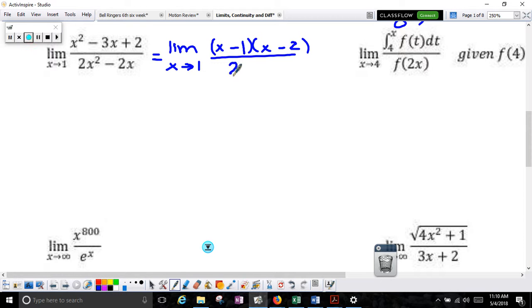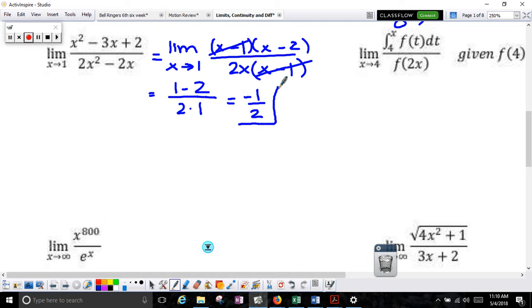In the denominator, factoring out a common factor of 2x, we're left with x minus 1. That works out nicely because we get rid of this term. That's the term that gave us a 0 in the denominator. And then we can just plug in. So plugging into the numerator and the denominator, our answer simplifies to negative 1/2.